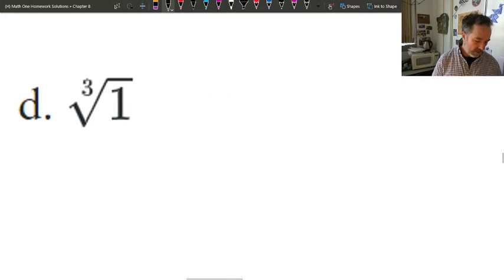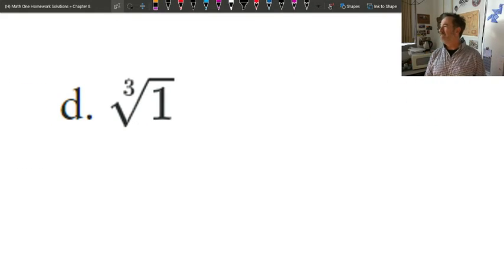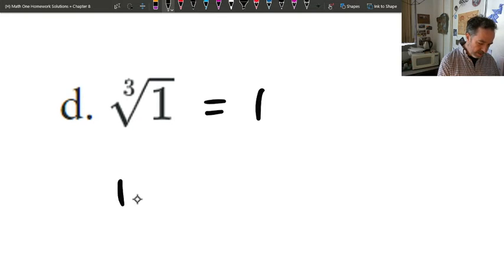And the last one. Well, that's 1, isn't it? Because 1 times 1 times 1 is 1. The cube root of 1 is 1. This is equal to 1, because 3 factors of 1 multiplied together equals 1.